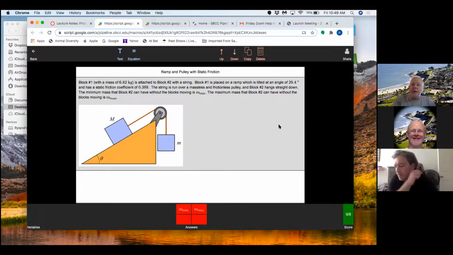Nice. It said I copied it to my clipboard. Let's see, where should I put it? How about, oh, I'll just start. How about Word? Nice. Okay. Let's see. It says, so block number 1 with a mass of 6.28 is attached to block number 2.